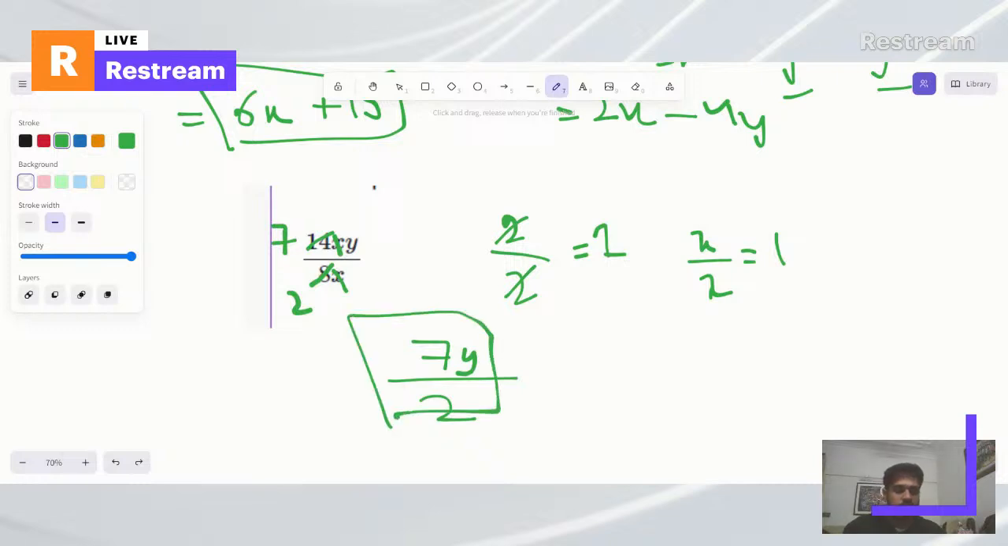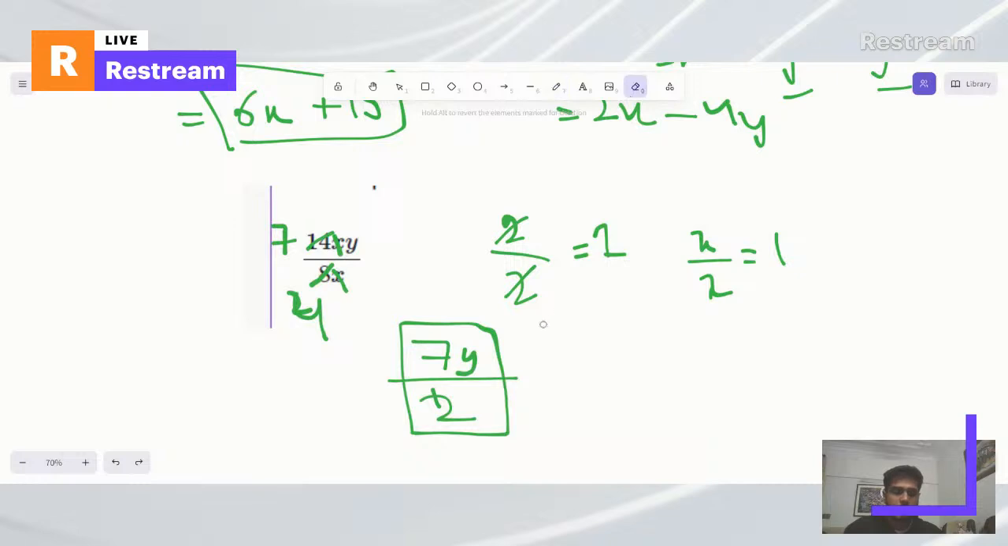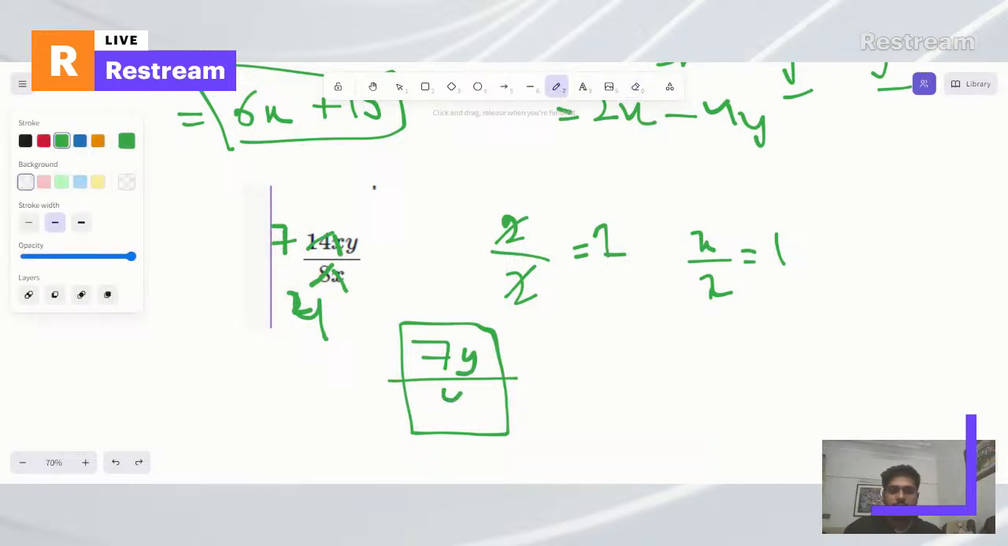Does everybody understand this? Oh, I'm sorry, I made a mistake. It's going to be 4. Yes, it's going to be 4. Thanks for reminding me. It's going to be 4.